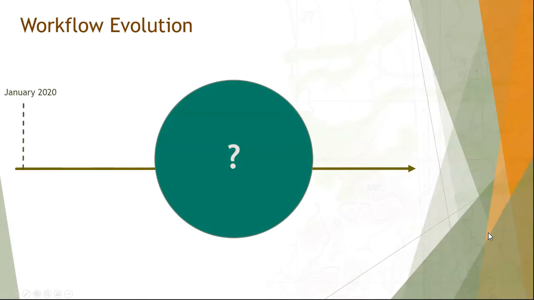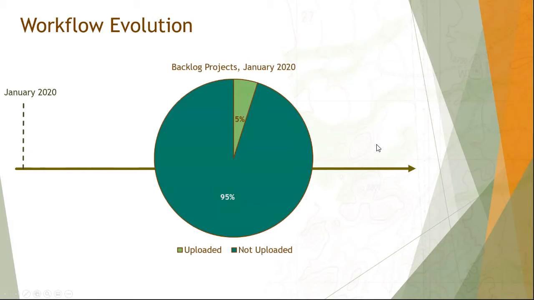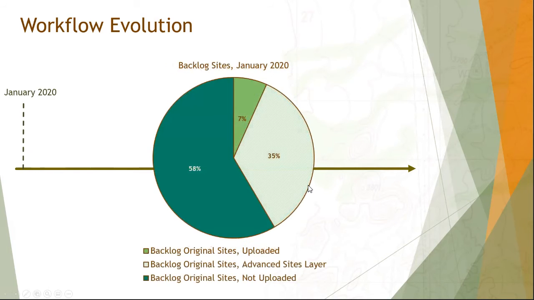I'm going to be revisiting this little timeline over the course of the presentation. So, starting in January 2020, we didn't really know where we were at. We did some work to do some initial characterization. At that point, we had 5% of our projects uploaded, and we had 7% of our backlog sites uploaded, and then we had an additional 35% of those sites present in that advanced sites points layer, which is a provisional layer representing those sites in some way with a point rather than a polygon.